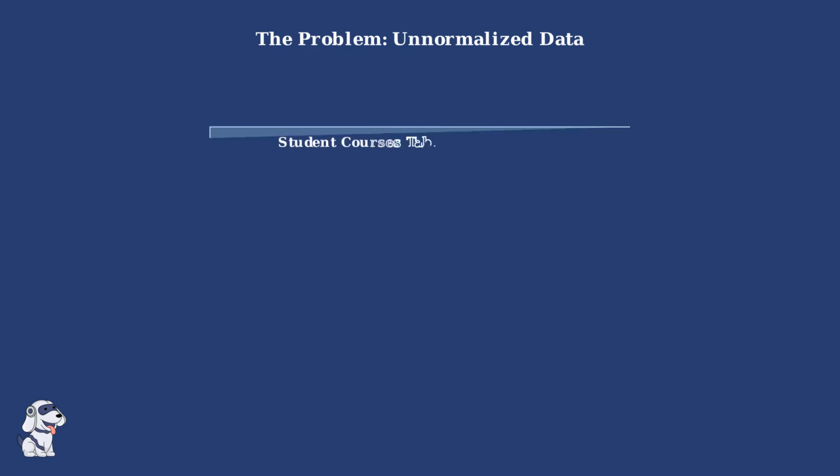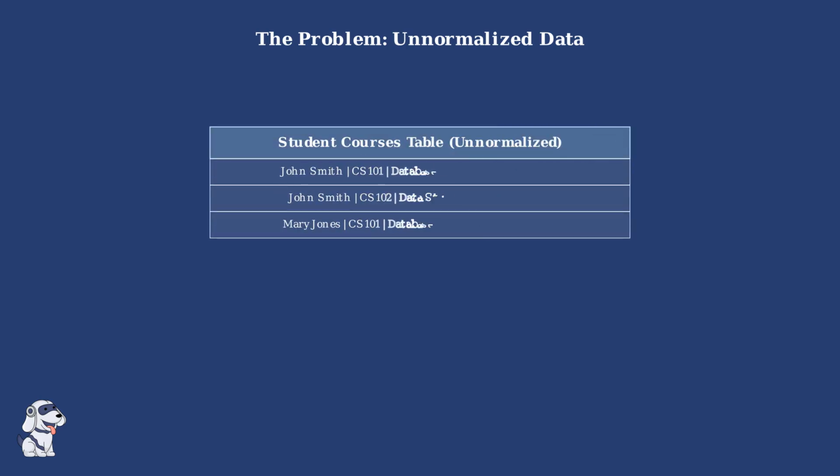Consider this unnormalized student courses table. Notice how student names are repeated multiple times and course information is duplicated across rows. This redundancy creates several serious problems that normalization addresses.